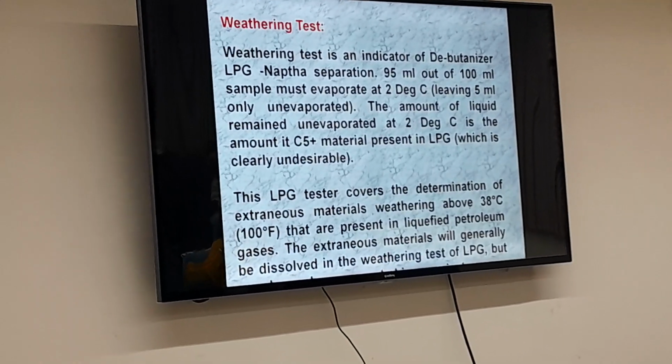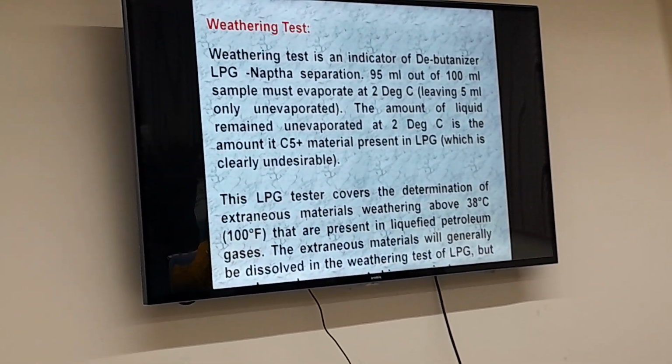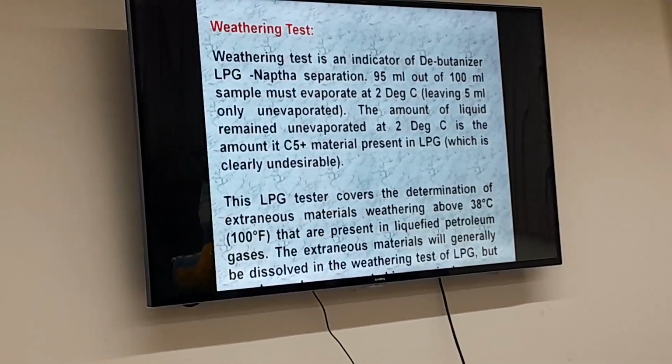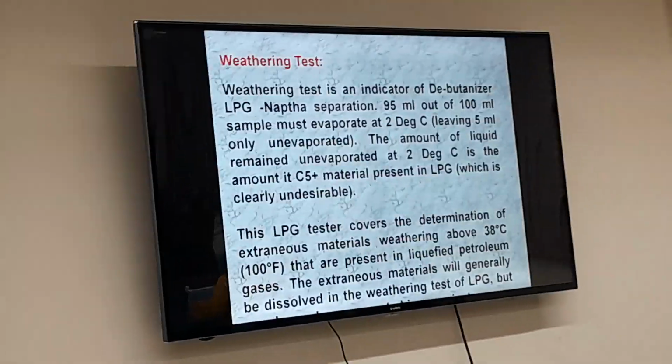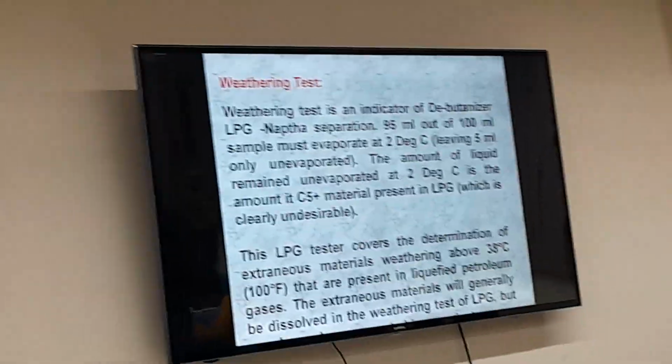The LPG test covers the determination of extraneous material, weathering above 38 degrees C, that is present in liquefied petroleum gases. The extraneous material will generally be dissolved in the weathering test of LPG.